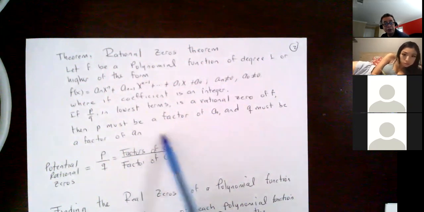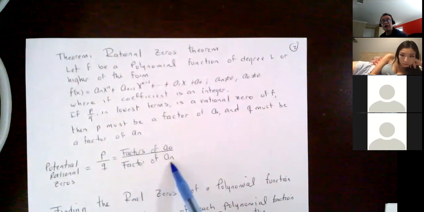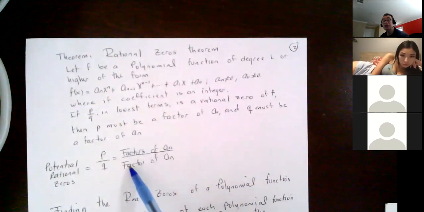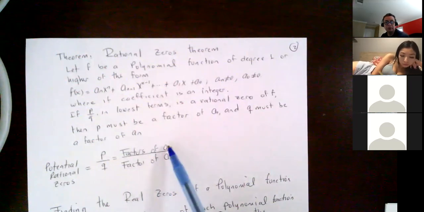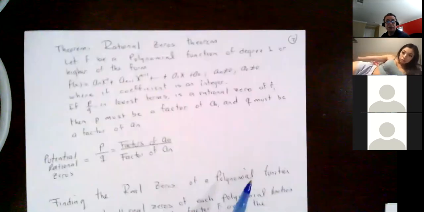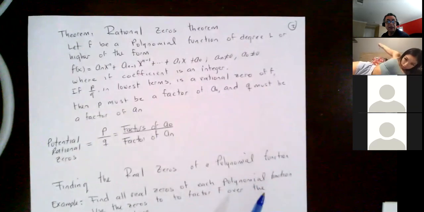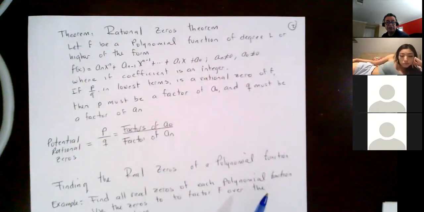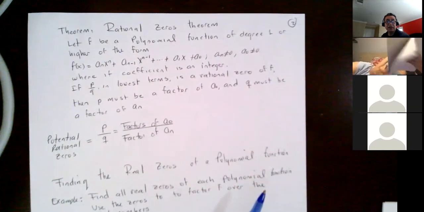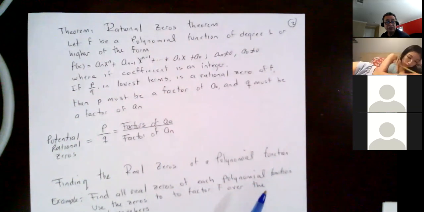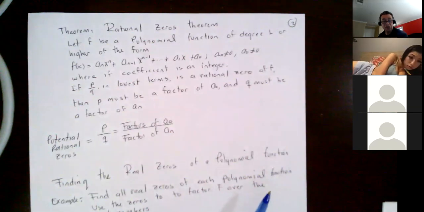So why are we doing this again? We're going to start factoring polynomials with degree greater than 2. It would be 3, 4, or 5 or more. So the first thing that we're going to do is find the potential rational zeros by dividing factors of the constant by factors of the leading coefficient.